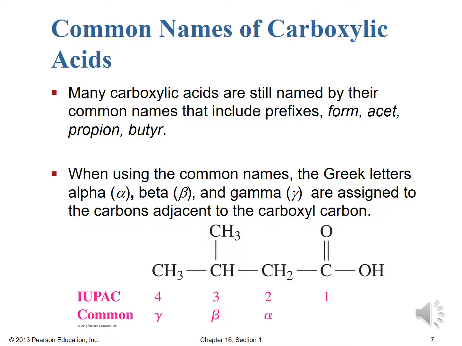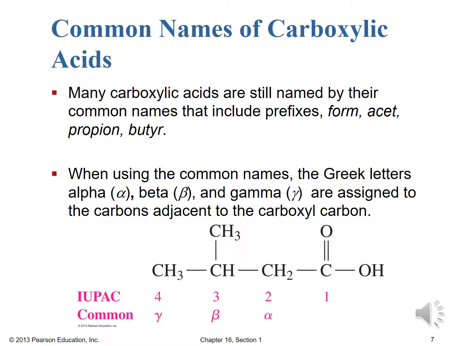Since the common names are so prevalent, let's talk a little bit about them, especially with the smaller carboxylic acids. Many of these small ones are still named by their common names, including those prefixes like we talked about. So form for 1 carbon, acet for 2, propion for 3, and butyr for 4. And then we'll get to pent and things get more normal after that.